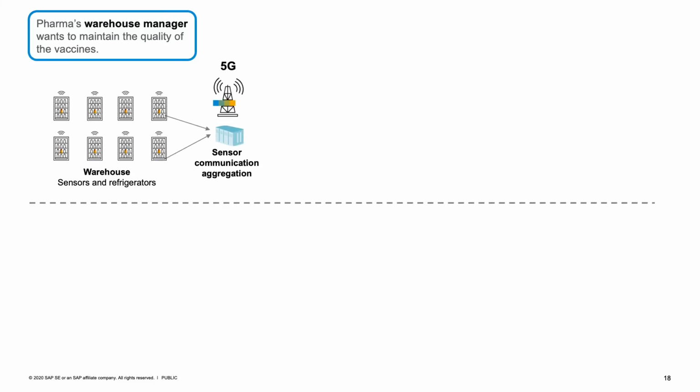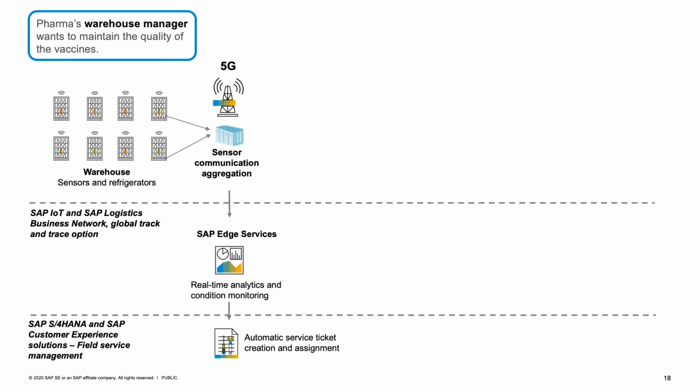So what happens? In a warehouse setting, all these refrigerator units are attached with sensors, and these sensors are sending data, and that data is gathered at the warehouse and sent to SAP Edge services. SAP Edge services pre-process that data and run the rules and actions over there, and using those you can monitor in real time what's going on with your vaccines in a huge warehouse, right?